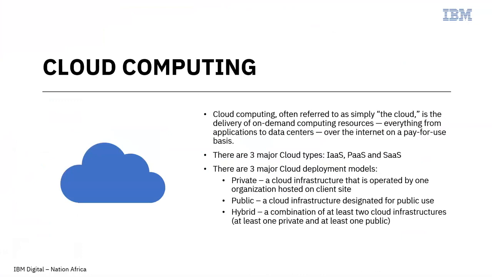There are also three major cloud deployment models: private cloud infrastructure that is operated by one single organization, hosted on client side; public cloud infrastructure designated for public use; and hybrid, a combination of at least two cloud infrastructures, at least one private and at least one public. All three deployment models are utilized in IBM Cloud.